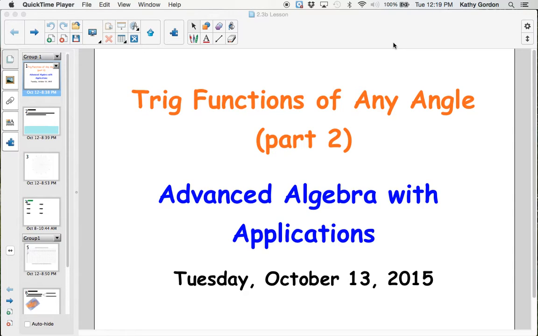But with 2.3b, I think what you're going to find is a lot of what we've talked about in our previous lessons up to this point in the chapter is going to get pulled together and tied in today. We're going to be pulling some things from right triangle trigonometry. We're going to talk a little bit about some stuff from last class. And we're just going to pull stuff together now into ultimately what we want to be able to do when it comes to finding the trig functions of any angle. Okay?